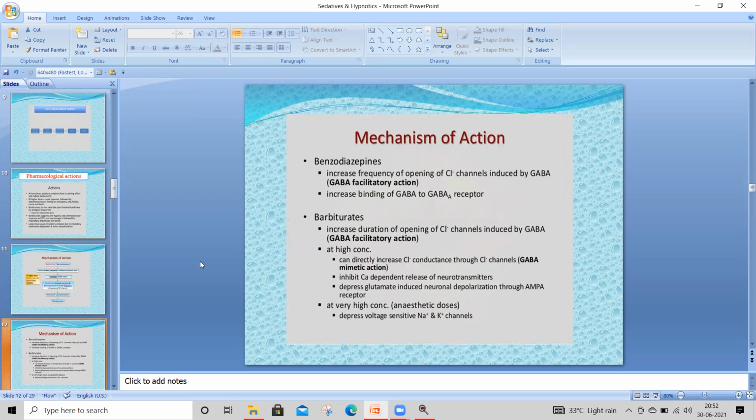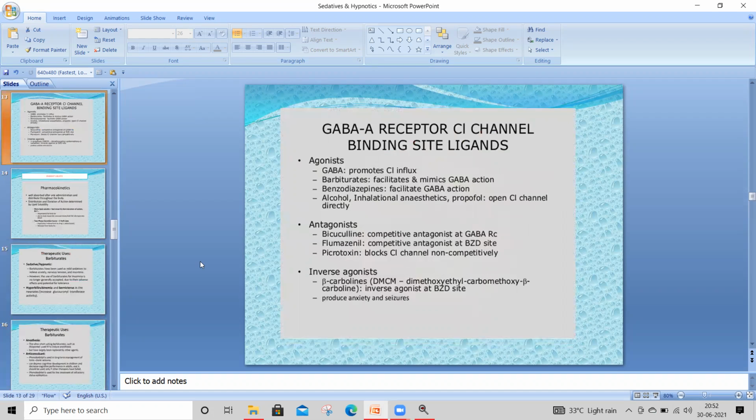In benzodiazepine, you can see benzodiazepine binds with the GABA A receptor and it opens the chloride channel. It may lead to hyperpolarization. This may lead to sedation in benzodiazepine also. But both the benzodiazepine and barbiturate bind with the allosteric site.